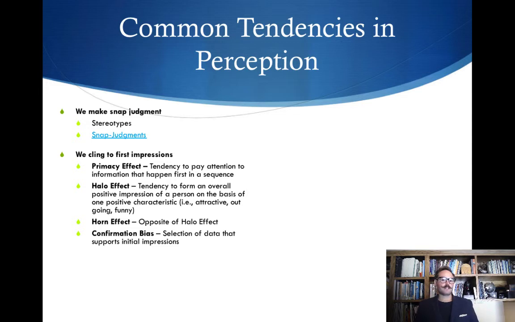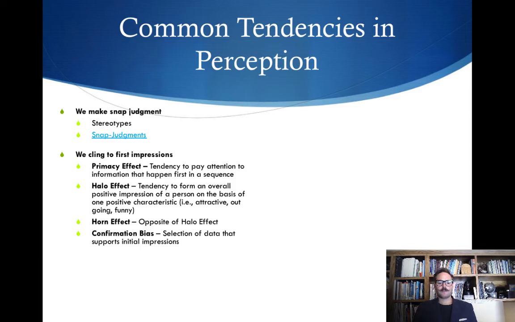Or maybe they're really outgoing or funny, right? It doesn't mean that this person is a good person. Similarly, we have the horns effect, and this is the opposite to the halo effect. The horns effect is when we essentially develop an overall negative impression of someone simply based on one negative quality, or based on that first impression that we've experienced.